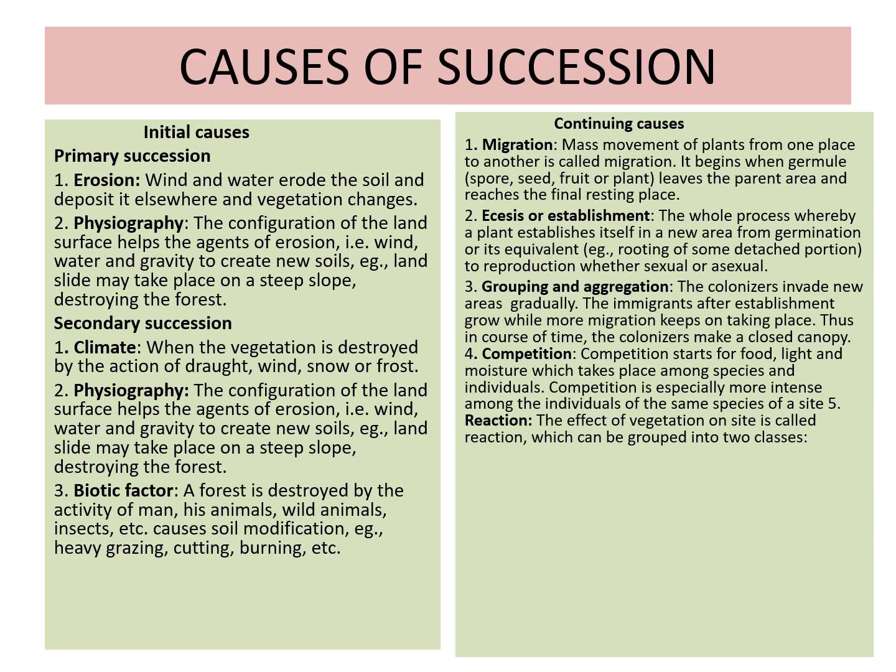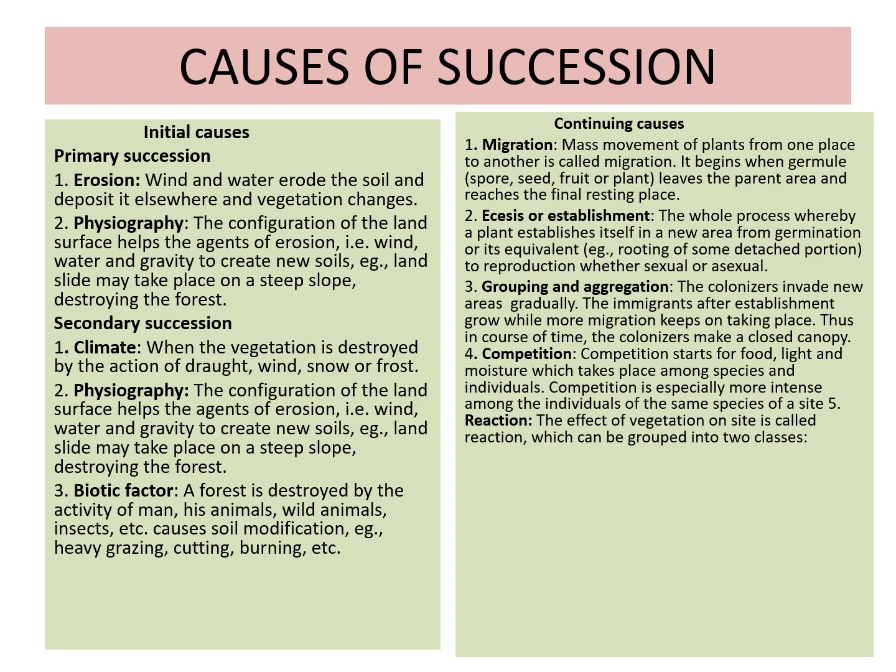The colonizers invade new areas gradually. The immigrants after establishment grow while more migration keeps on taking place. Thus, in course of time, colonizers make a closed canopy. The result of aggregation is competition. Competition starts for food, light, moisture, space, which takes place among species and individuals. Competition is especially more intense among individuals of the same species.